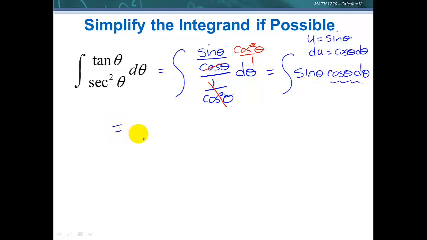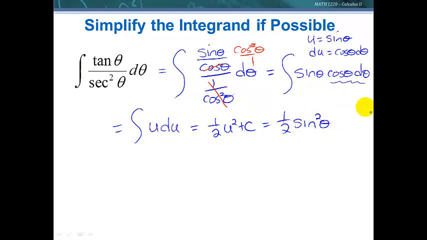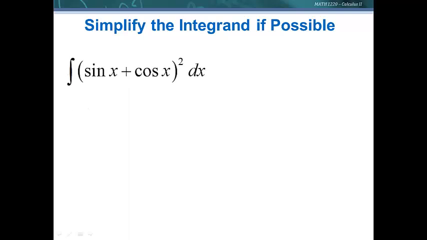So you can go ahead and do the u substitution, or maybe on these simpler ones, when you start to see those, you can almost do them in your head without the u substitution. But let's go ahead. This would be just simply u du. So this would be 1/2 u squared plus a constant, and then resubstituting, getting it back in terms of our trig functions, we've got 1/2 sine squared theta plus a constant. So simplifying the integrand makes it pretty easy to work. Let's look at one more example.